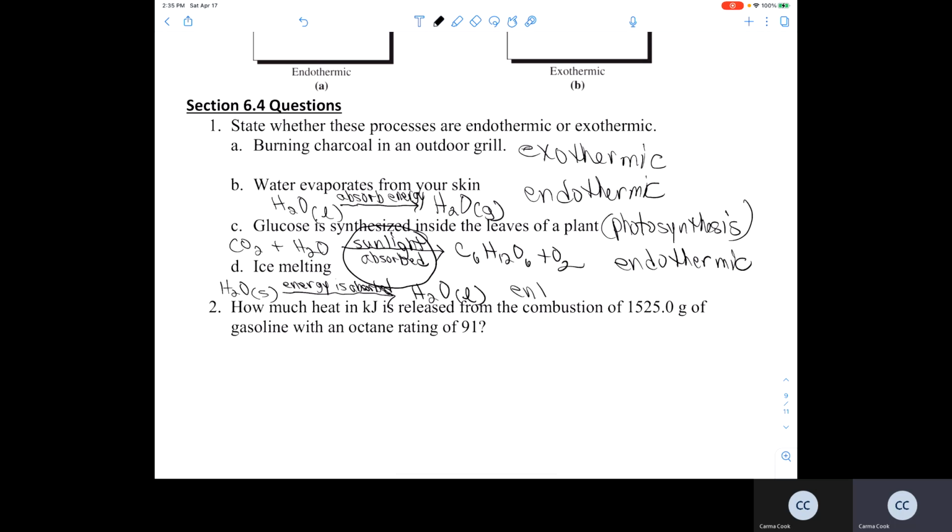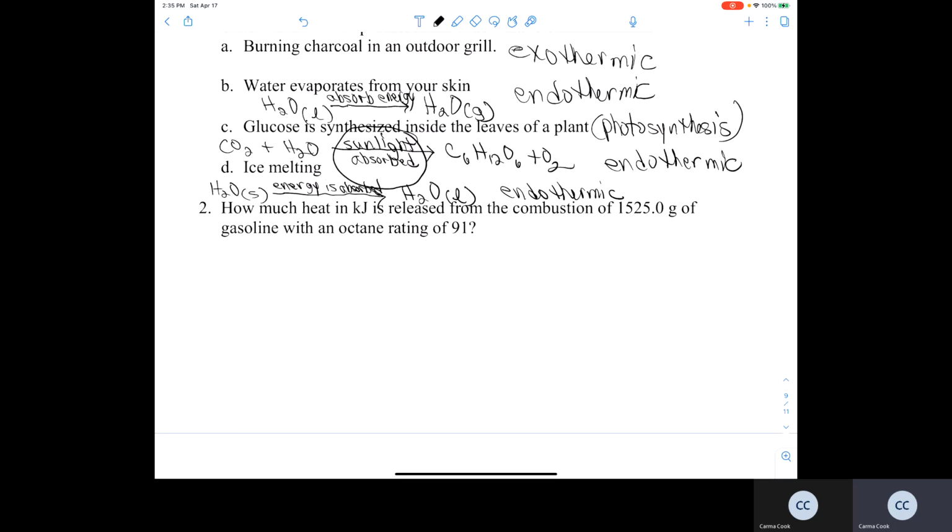And so this is also endothermic. So question 2, how much heat in kilojoules is released from the combustion of 1,525 grams of gasoline that has an octane rating of 91. So the octane rating of 91 means that 91% of the gasoline is octane.